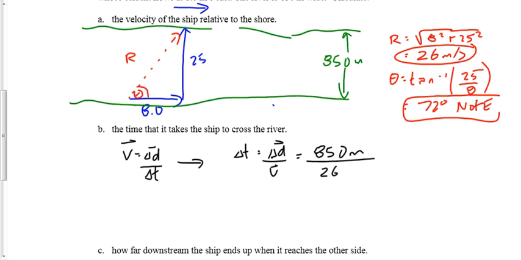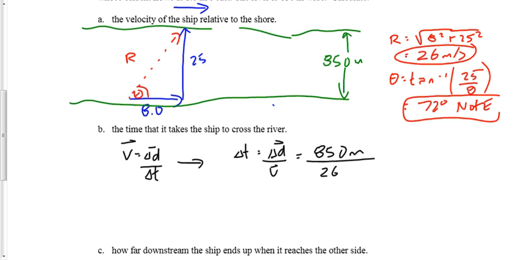Take a look at this and tell me why that's not right. Why can't I use 26 meters per second there? Is that velocity that I just solved for wrong? Yes. The 26 meters per second is relative to the shore, so it's at an angle. The 850 meters is straight across.